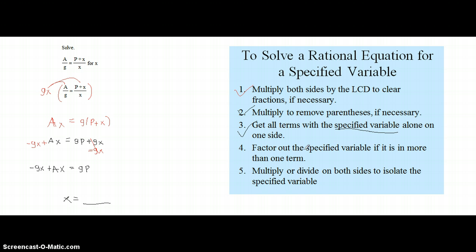Now factor out that specified variable. Again, the specified variable is the one that we're trying to solve for. Since everything on this left side of the equal sign has an x in it, that means it's in common, so I can factor it out. So I'll just be left with x times negative g plus a equals gp.